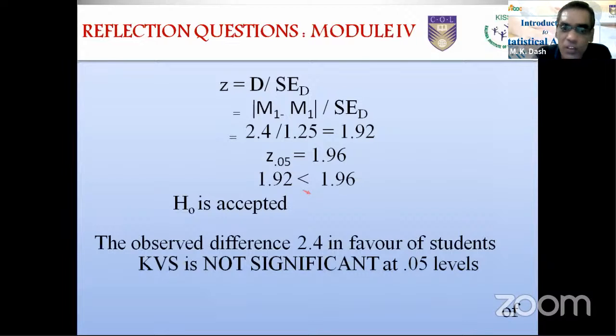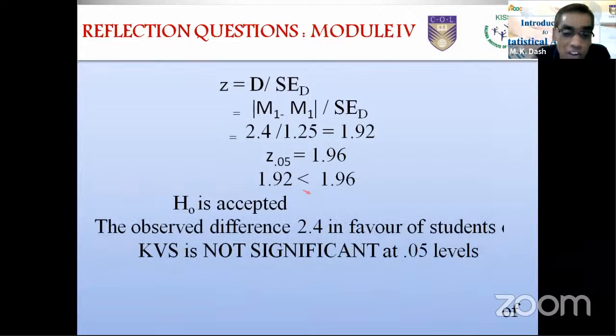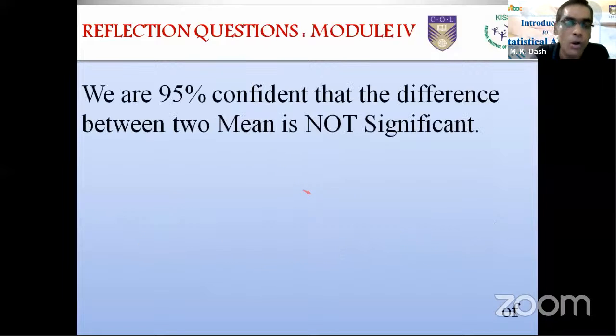The observed difference of 2.4 in favor of the students of KVS is not significant. As we are accepting the null hypothesis, it means we agree with the null hypothesis. We are accepting the null hypothesis means what? We agree with the statement that is formulated in the null hypothesis. So the observed difference is not significant at the 0.05 level. Now, we are 95% confident in giving this statement. If we are 95% confident, it means a 5% chance of error is there.